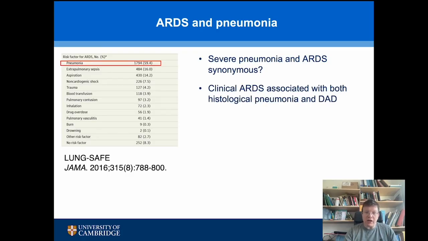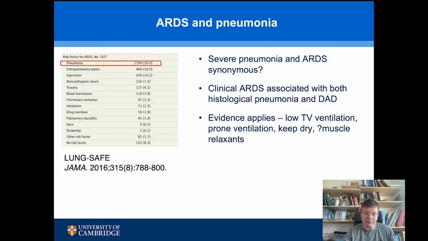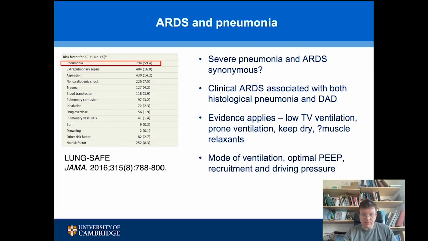Clinically, ARDS is associated with different histological pictures, both the diffuse alveolar damage pattern, which is the sort of classic pathognomonic histological picture, but also histological pneumonia. And as I've said, the evidence from the ARDS literature applies to severe bilateral pneumonia. So low tidal volume ventilation, ventilating patients in the prone position, keeping them dry, and a low threshold for the use of muscle relaxants.